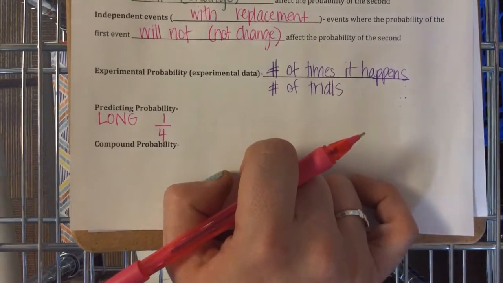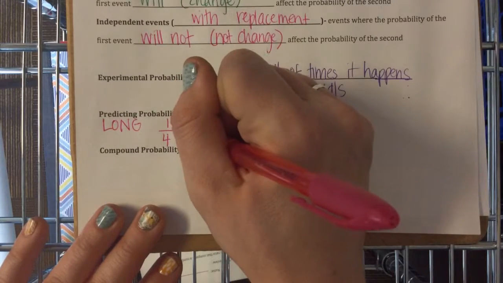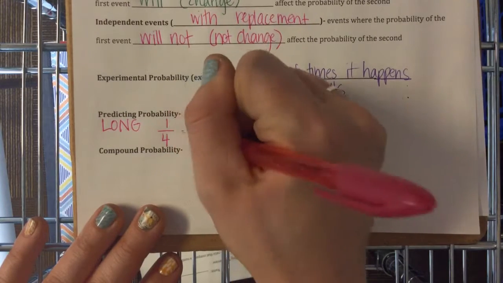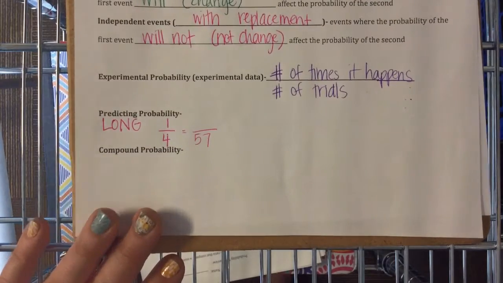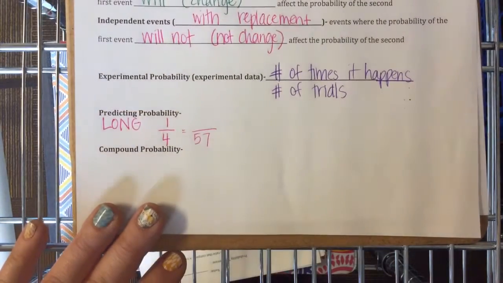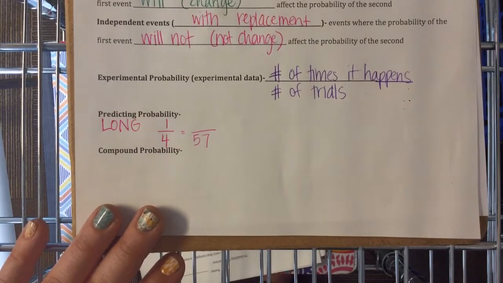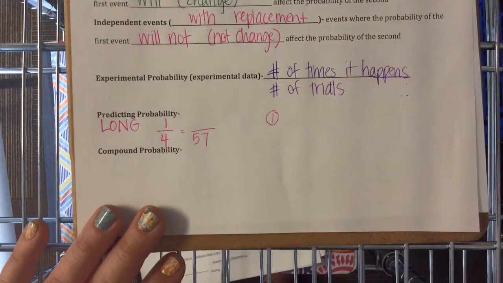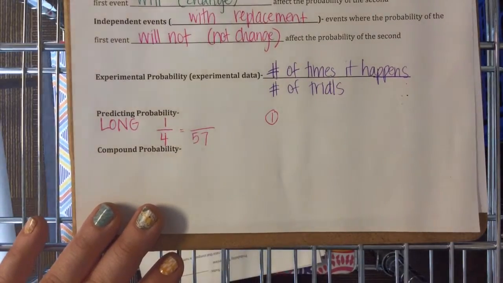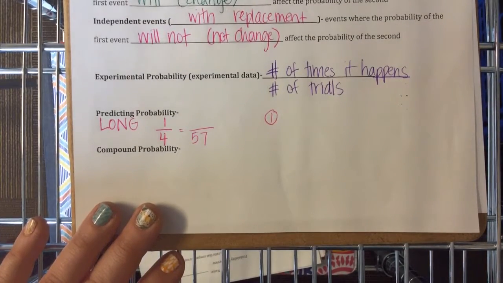And I ask you to do that 57 times. How could you predict what do you think will happen? Could you predict how many times you think you would pick the letter O?